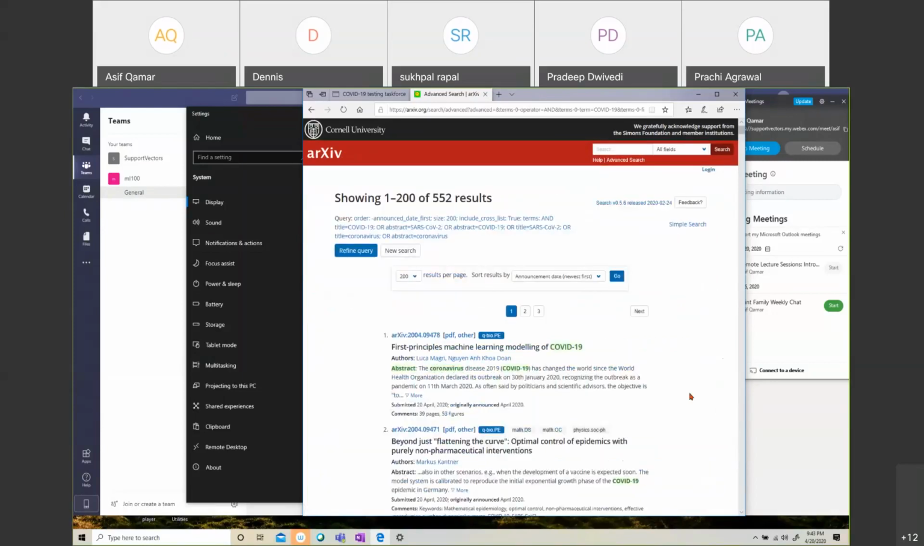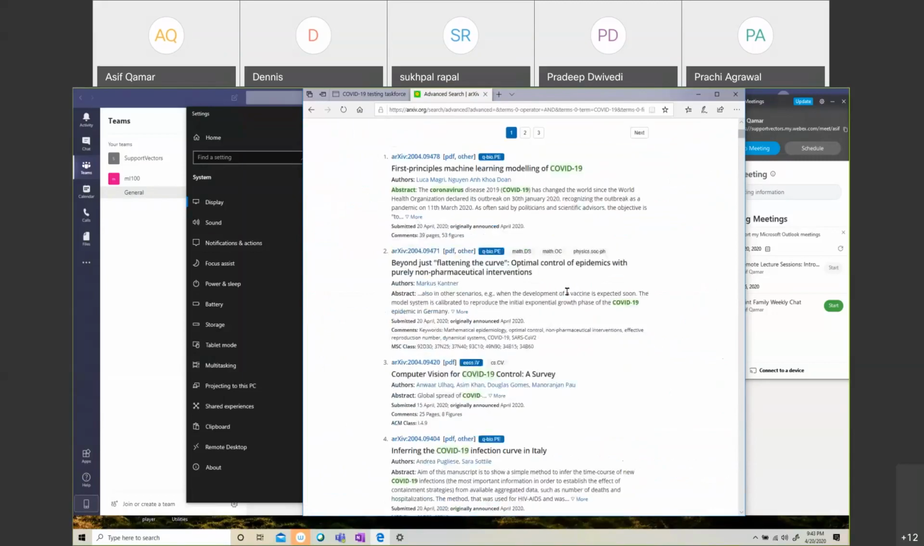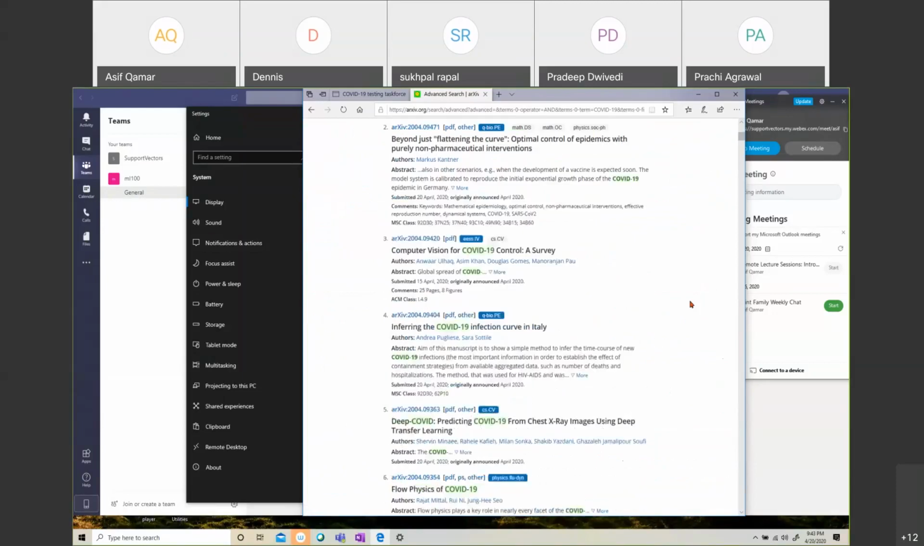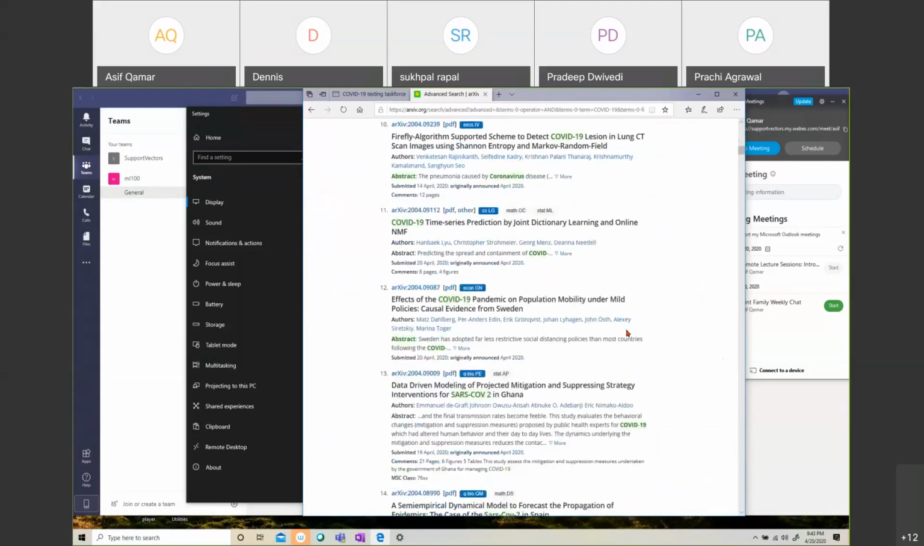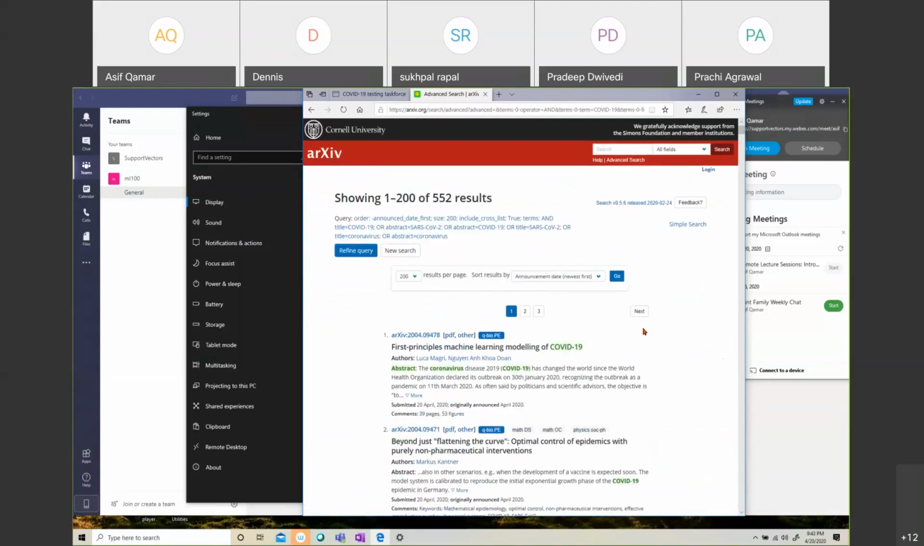Do you see how much work has been done here? First principles machine learning modeling of COVID-19, beyond just flattening the curve, optimal control of epidemics. And you can read control systems. So much research is happening continuously as a stream. One of the things that happens is, how do I know which one to read? Because reading a research paper is arduous. It typically takes a whole day to read a paper. It's not like reading a novel.